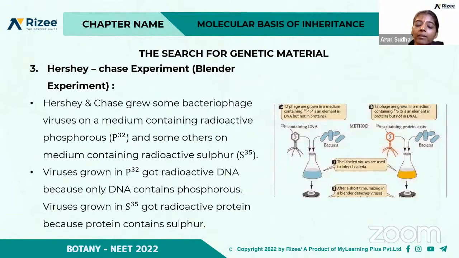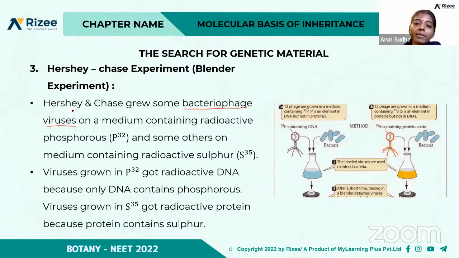So then the next experiment was by Hershey and Chase. So what is the Hershey-Chase experiment? This is also called the blender experiment. What they did is, Hershey and Chase grew some bacteriophage viruses. So what are bacteriophages? Bacteriophages are nothing but the viruses that affect bacteria.